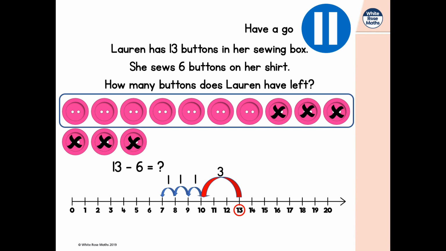And there we go. We can see here on our number line that our answer is 7. So 13 take away 6 is 7. Lauren has 7 buttons left. Was that the method that you used?